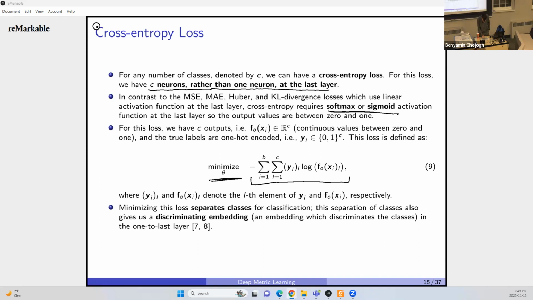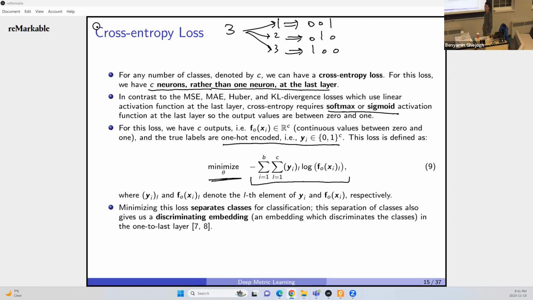By the way, yi here is one hot encoding. What is a one hot encoded label? For example, I have 3 classes: class 1, class 2, class 3. For class 1, I use 001. For class 2, I use 010. For class 3, I use 100. This is one hot encoding.